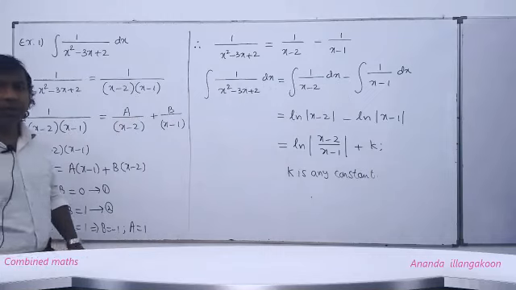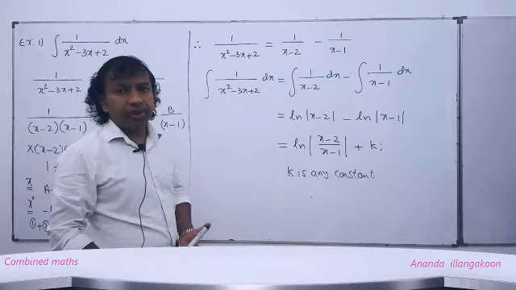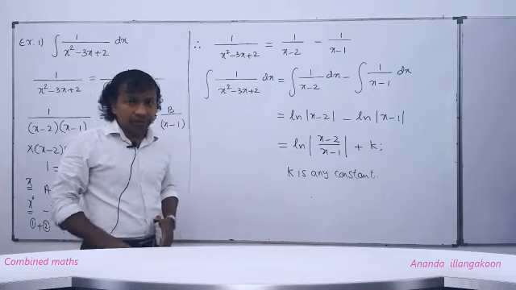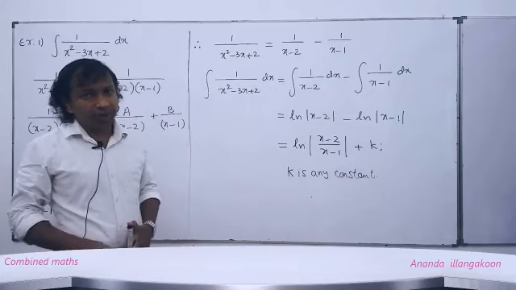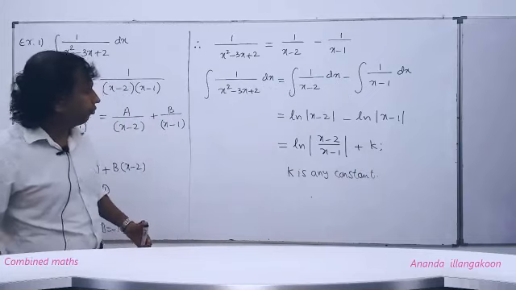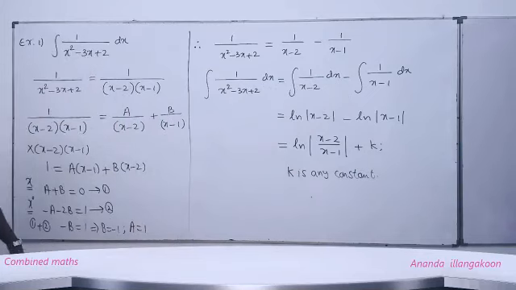So therefore, the first type is that when the denominator contains a quadratic expression, we have to first factorize. If the factors are not available, we'll discuss the other questions.